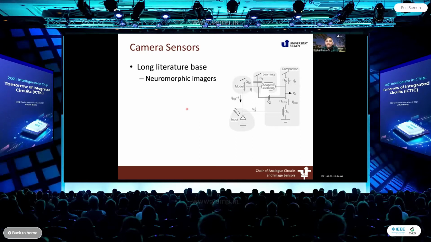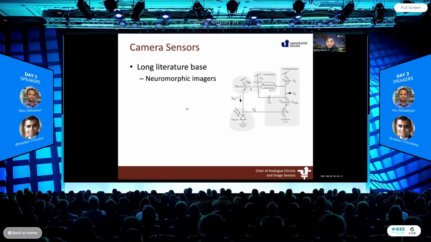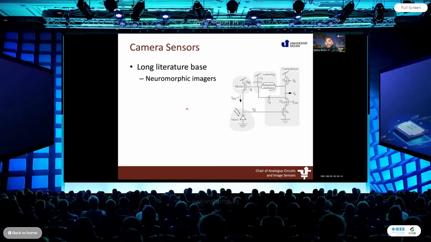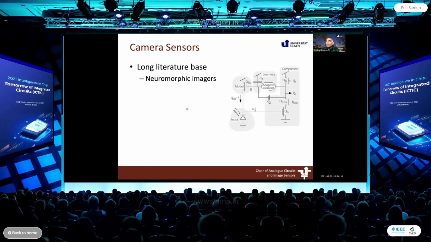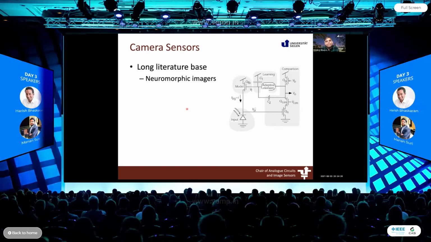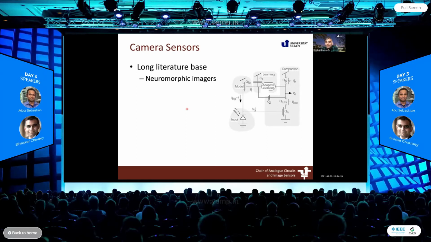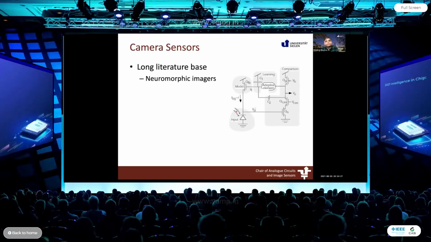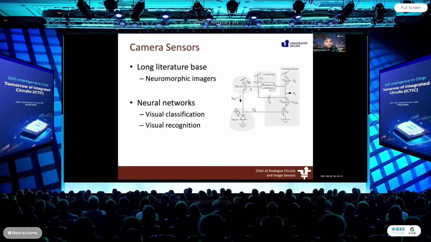First, there is a long literature base on people designing cameras. Right in the early days of cameras, people were making neuromorphic images. I mean, the human eye does a very interesting thing with light. It adapts to the input intensity. So people were designing pixels which adapted to input intensity, and that's the Delbruck and Mead pixel. So there's a big literature base on neuromorphic images.